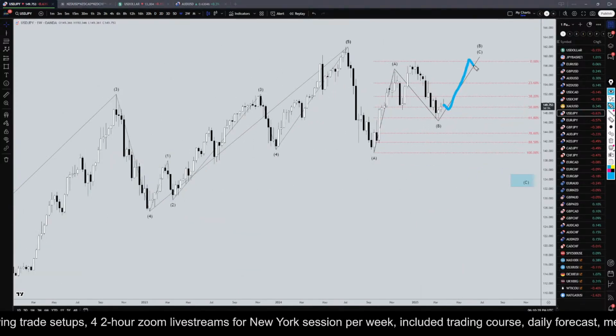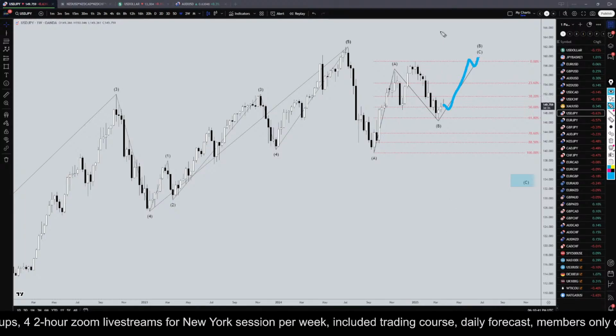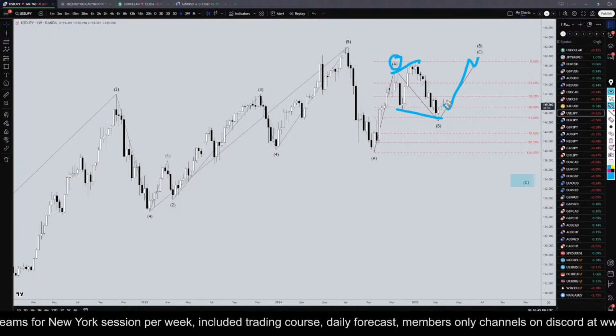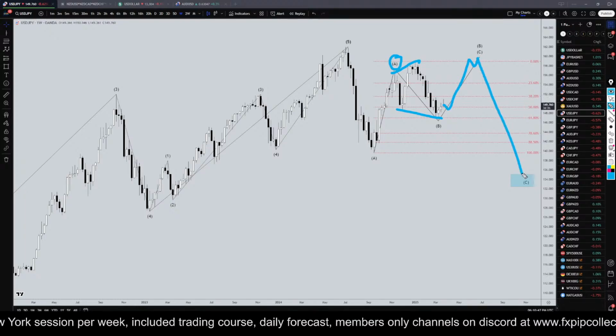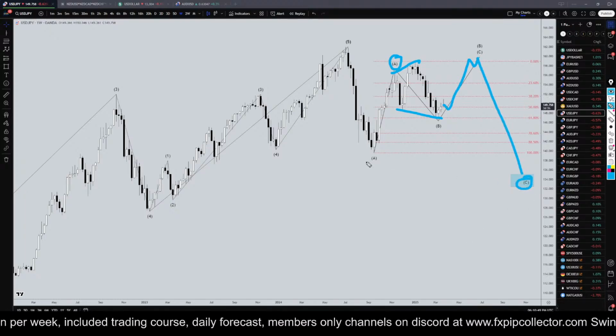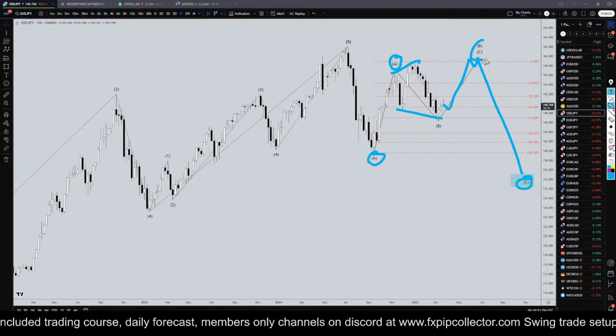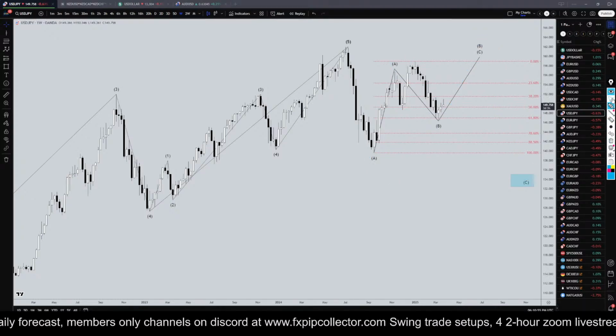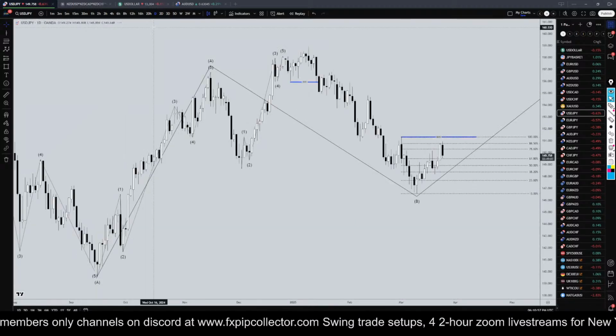It's probably going to end up doing something like this over the next few months and making an A, and this is the expanding ABC of B, and then up for a C, and then potentially down for the bigger wave C. So this is your A, this is your three waves of B, and then down for the C. So that's definitely what I think is going on there.